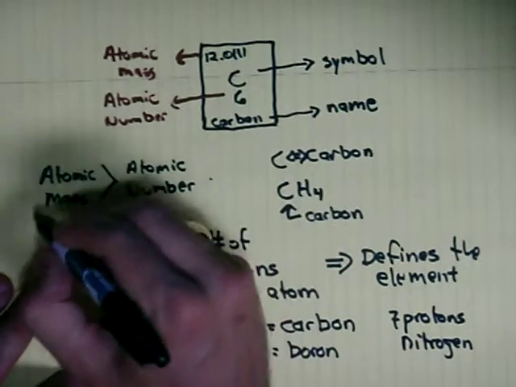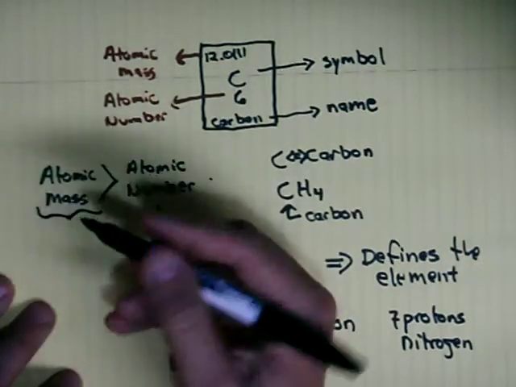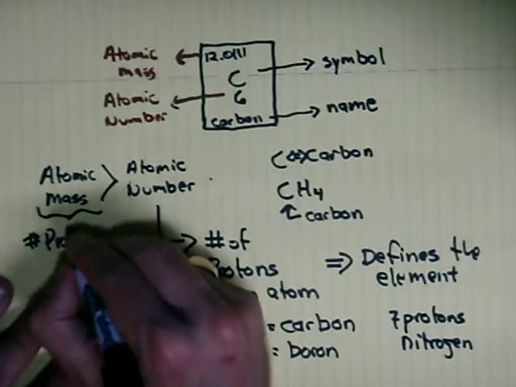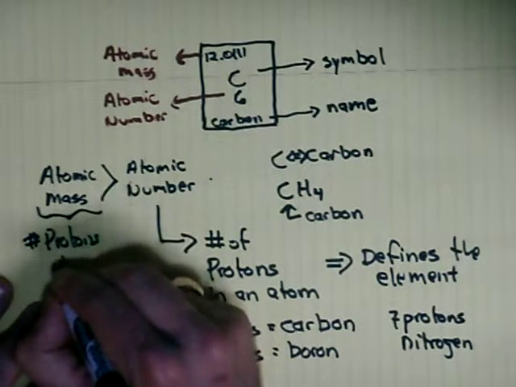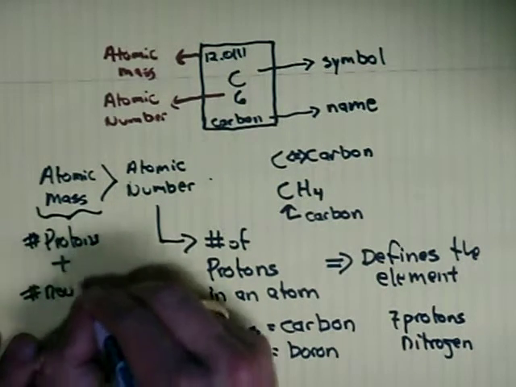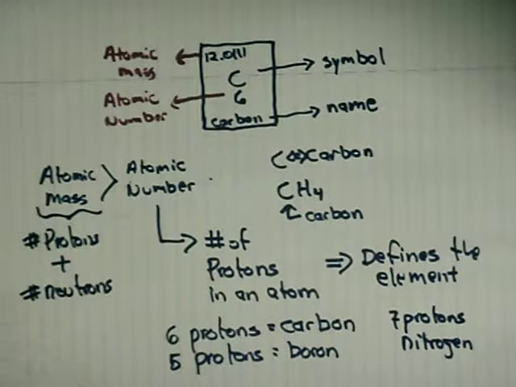The atomic mass comes about, we calculate that from protons and neutrons. And so that's why that number is always going to be bigger, because we have protons and neutrons in there.